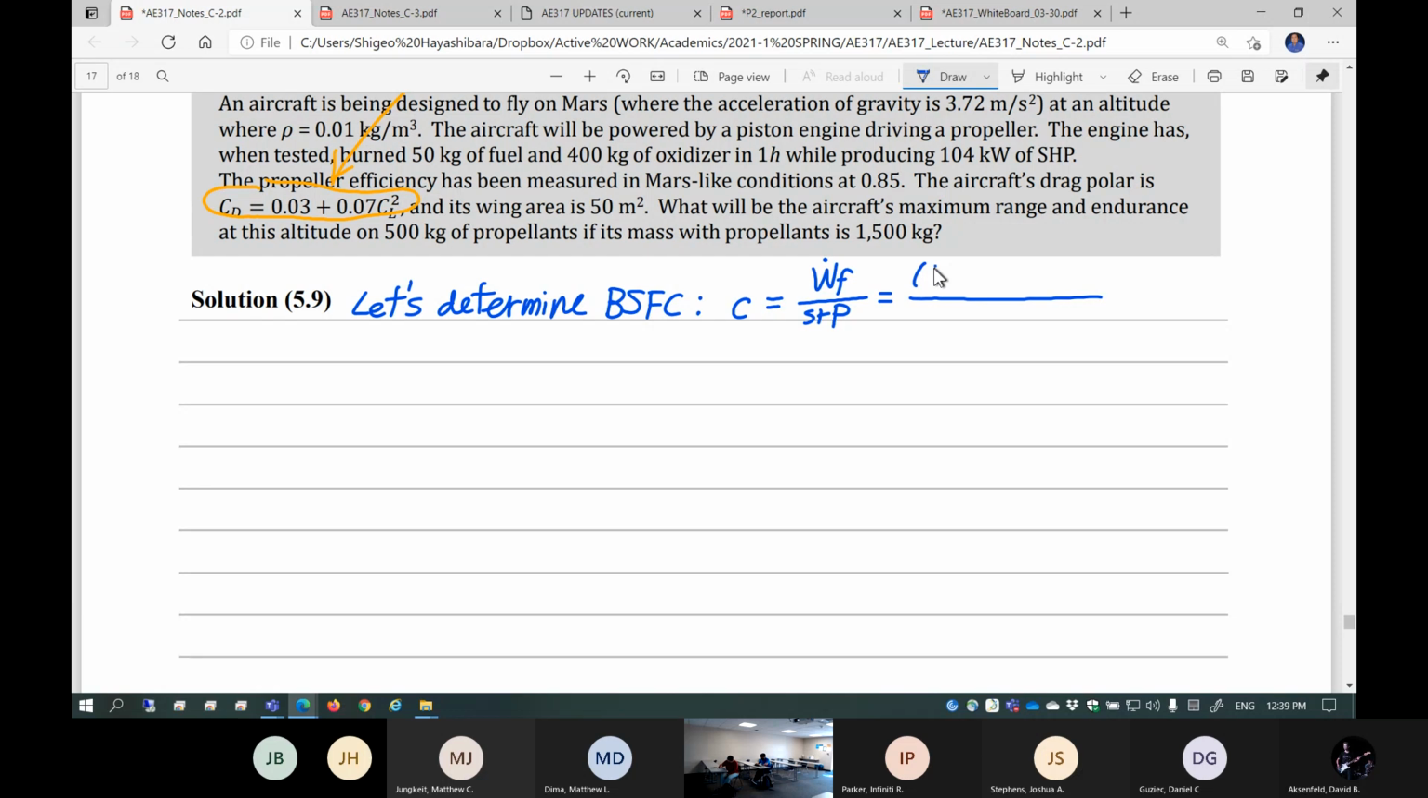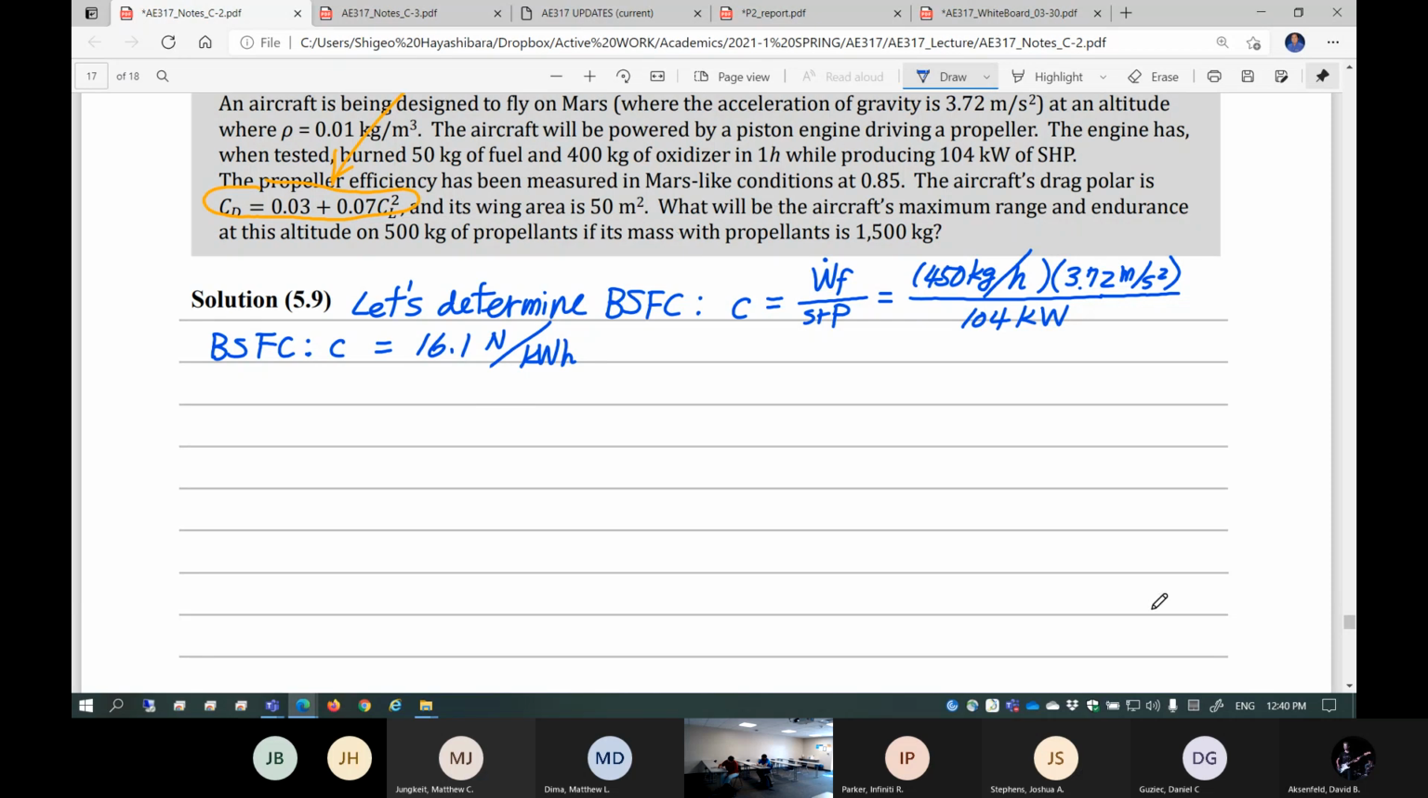So fuel flow is fuel plus oxidizer added together, 500 kilograms. You are going to expend it in 1 hour. So this is 500 kilograms per hour of fuel plus oxidizer. This is just the mass. You have to multiply by the gravity, 3.72 meters per second square. This is the gravity of Mars. Shaft horsepower you produce is 104 kilowatts. This is going to give you Bsfc, brake specific fuel consumption, lowercase c. You can get 16.1 newtons per kilowatt hour.